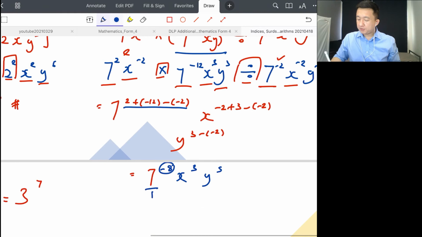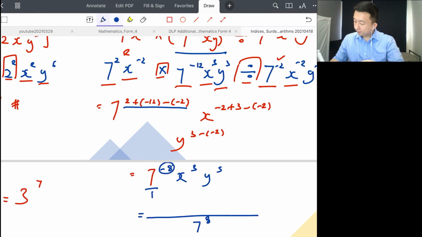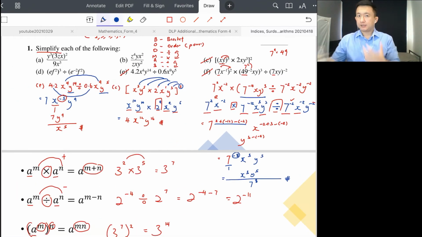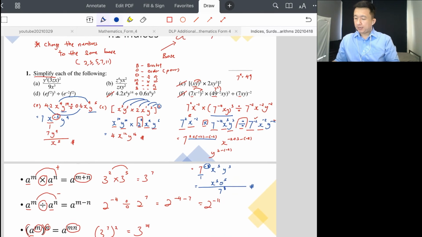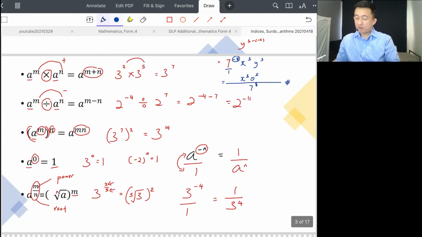So over 1, you're going to bring it down as the denominator. 7 power of 8, right? Right, this is your final answer. So simplify is more or less the same. When you deal with the number, change them to the same base. And the same kind of variable.